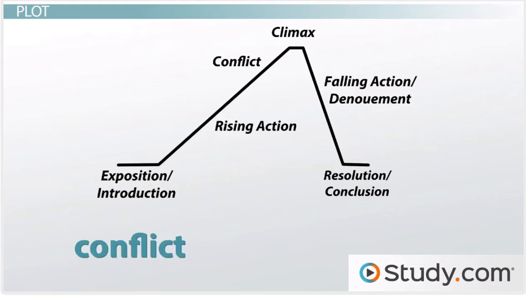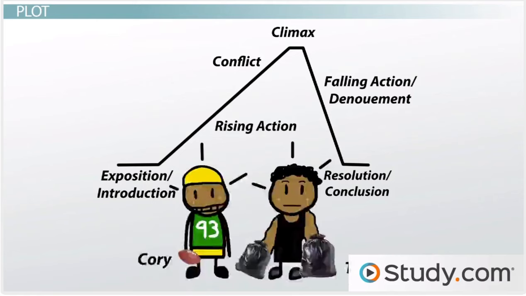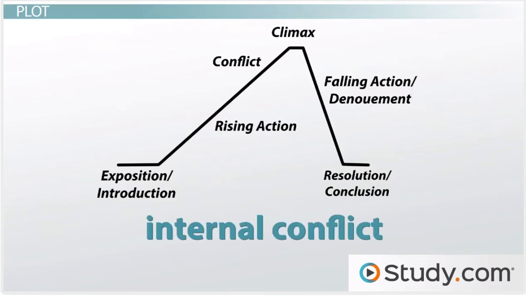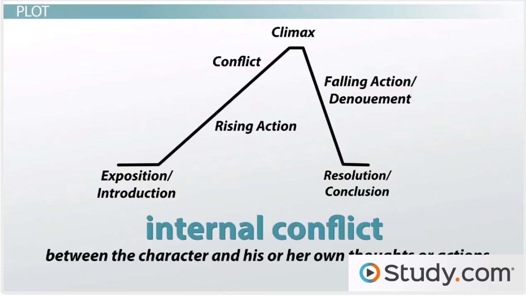The conflict occurs before the rising action begins, and the conflict is the problem that must be solved. Sometimes the conflict is between two characters, like Troy and Corey, and plays out on stage with dialogue and actions. Other times, it's an internal conflict between the character and his or her own thoughts or actions.